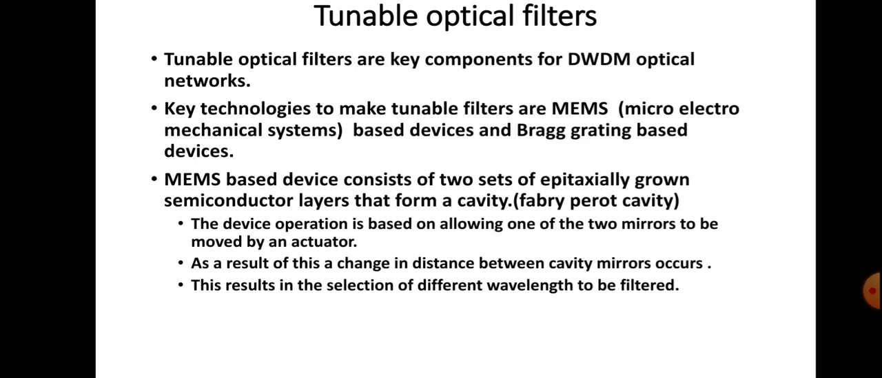In the case of a MEMS based device, it consists of two sets of epitaxially grown semiconductor layers. In between those layers, there will be a cavity, that is a Fabry-Perot cavity. Mainly, the filtering action is obtained by moving one layer with respect to the other layer. That movement is obtained by using an actuator. Due to this movement of one of the semiconductor layers, there is a change in the distance between the cavity mirrors.